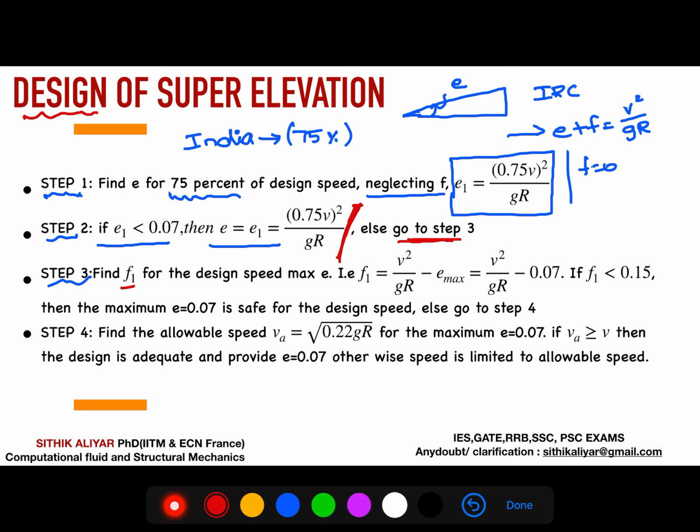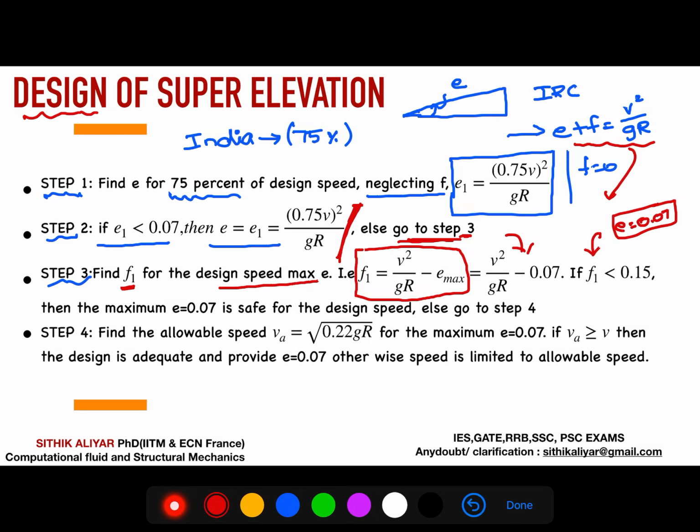Then I am going to step 3. So I am going to find what is the friction required, assuming maximum superelevation. So in this formula, I have to find the friction, providing the maximum superelevation. You can see this formula, how this one came. I just brought the E max because already it is crossing the 7%, right? So substitute everything in this formula and then find the friction. If the friction required is less than 0.15, then it is okay. Provide the superelevation of 0.07 and get out.